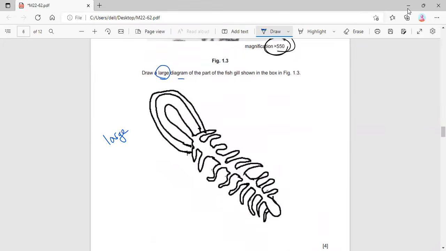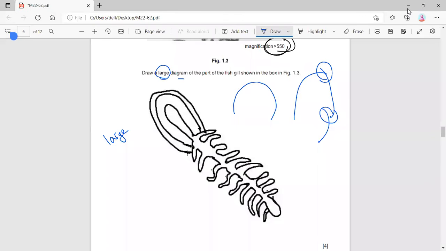Large drawing, no broken lines. What do I mean by broken lines? The lines should be smooth. Don't do this and then do this and do this. I don't want to see these connections. If you did it, erase it and connect it again.